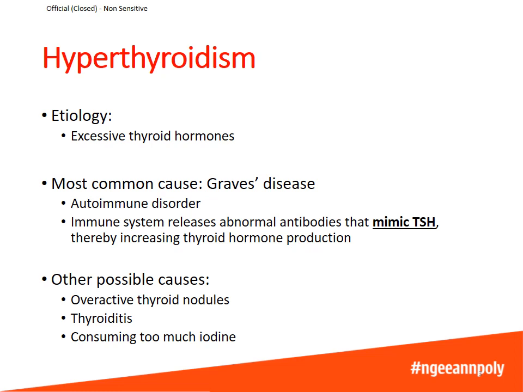Other possible causes of hyperthyroidism are overactive thyroid nodules, which are clusters of tissues that overproduce thyroid hormones, thyroiditis, which is inflammation of the thyroid gland, and consuming too much iodine, because iodine is a building block of thyroid hormones.